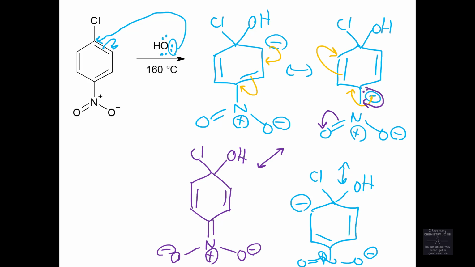If I analyze the blue structures versus the purple structure, the purple structure is actually better than the blue structures because the purple structure has negatives on oxygens instead of carbon. All of my resonances have a full octet. That's very different about a Meisenheimer versus a Wheland. All of my resonance structures have a full octet.